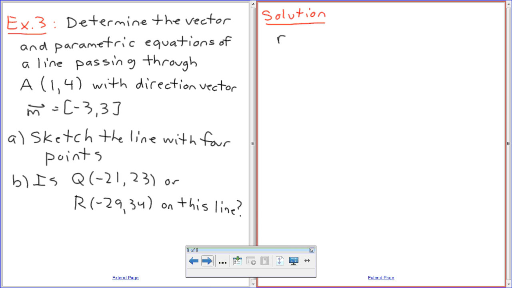Does somebody want to be brave and try and give me the vector equation of the line? Let's write the vector equation of the line. Okay, Hannah, I'm going to pick on you. So if r is going to be something plus something, what's the first thing that the vector equation of the line has? X and Y. Yeah, so good. So what's my point going to be then? It would be 1 and 4. Good.